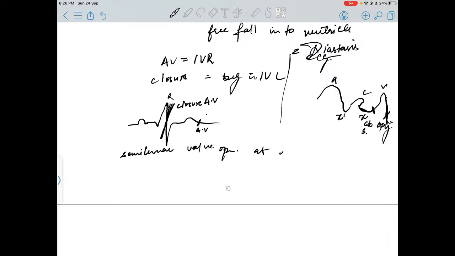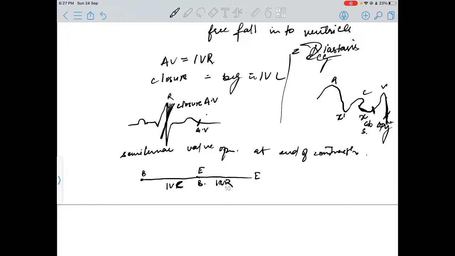Open at end of contraction. This is still confusing, but I'll tell you what will happen. So this is the beginning of IVR, this is the end of IVR, this is the beginning of contraction, sorry, this is contraction, this is relaxation, and end of it.